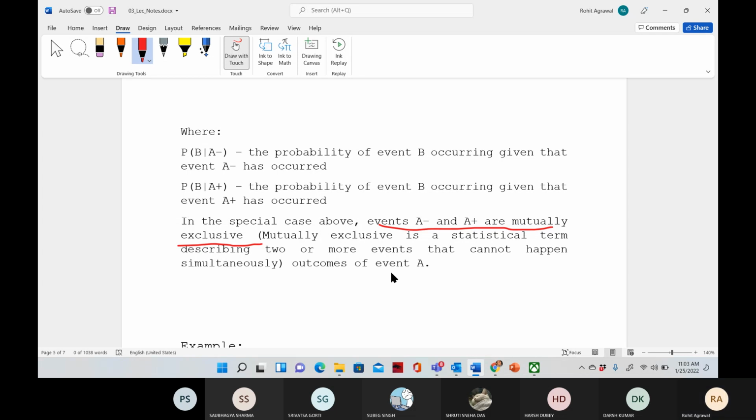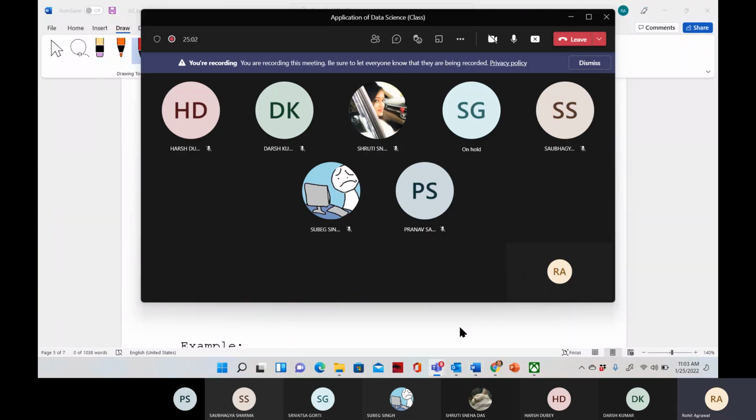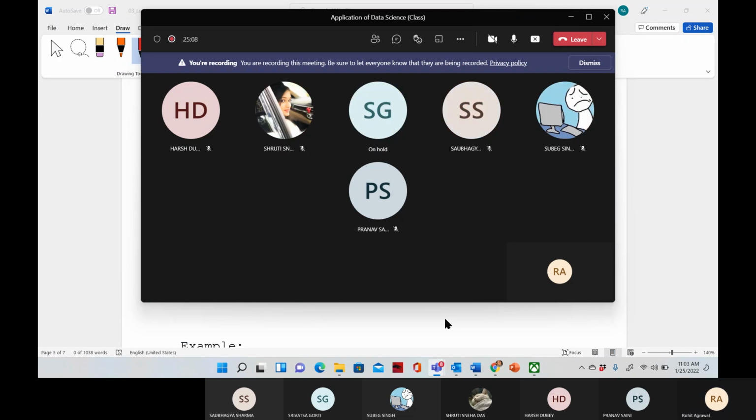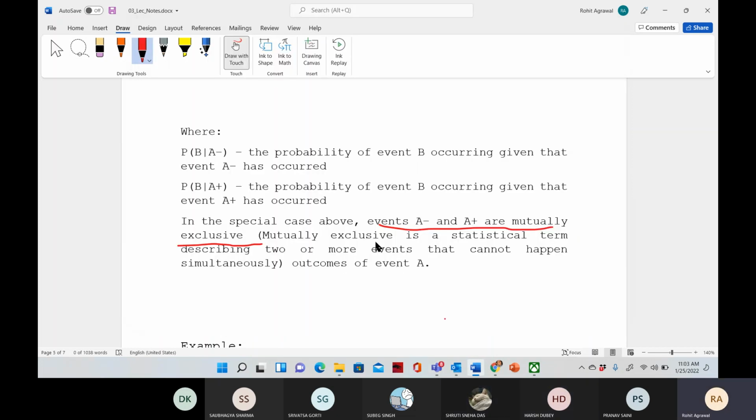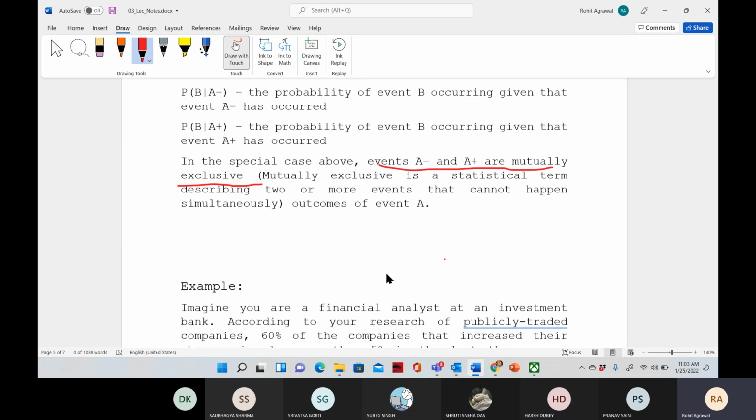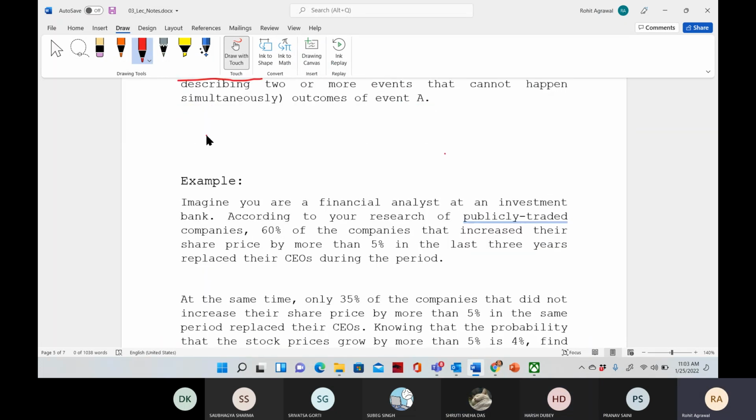Hello, Harsh, Darsh, Shruti, Pranay, am I audible? Harsh, Yes, sir. You're audible. है ना? तो आपने सुना है ना पहले म्यूचुअली एक्सक्लूसिव इवेंट्स? Yes, sir. ओके, देन दैट इज फाइन अगर इफ यू आर फेमिलियर.